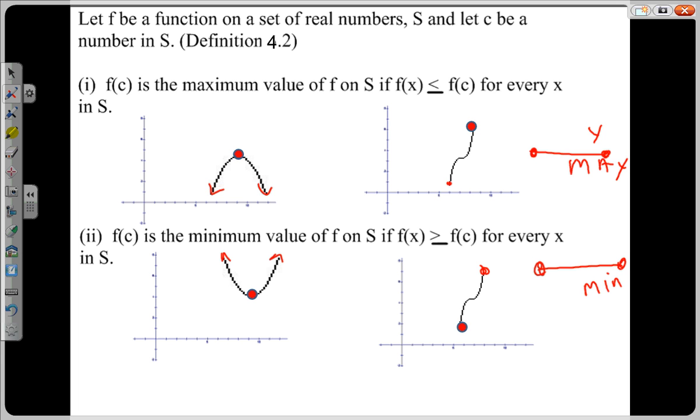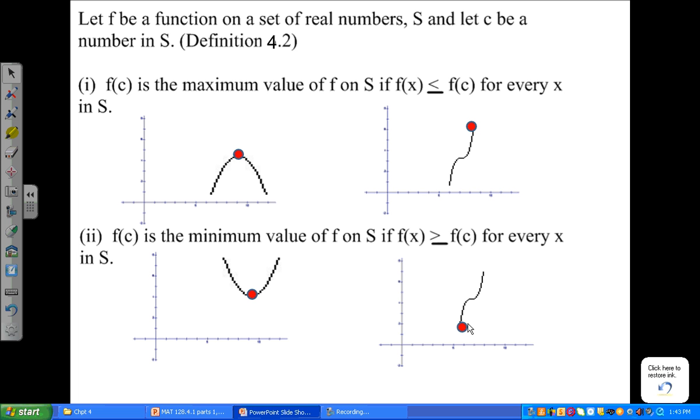F of c is the minimum value if it's greater than or equal to every x value on S. S is the interval, the sample space, so to speak. That's from statistics. Love sample spaces. All right. I think we're getting the idea. Questions? Okay.